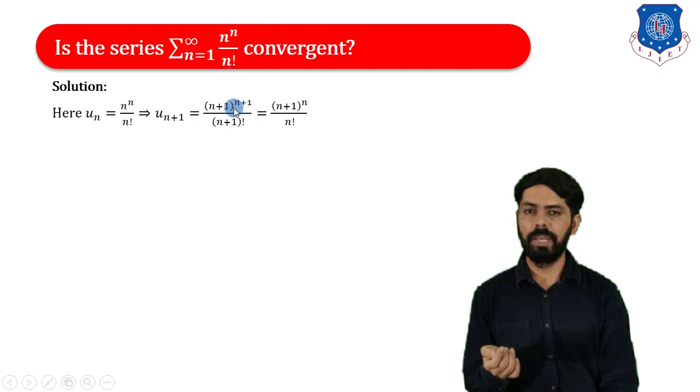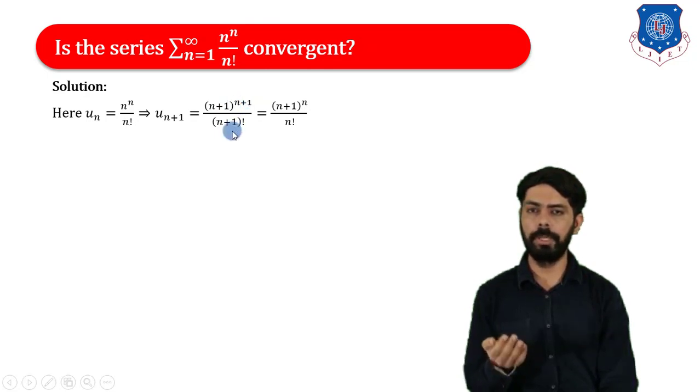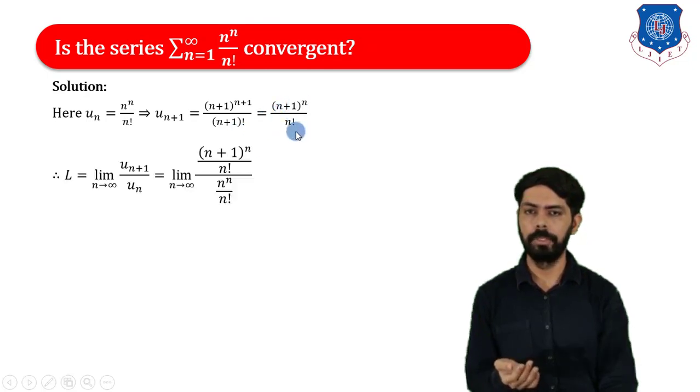So if we simplify this, then here n plus 1 raised to n plus 1 can be written as n plus 1 raised to n into n plus 1 raised to 1, and n plus 1 factorial can be written as n plus 1 into n factorial. So n plus 1 cancel out. So it will be n plus 1 raised to n divided by n factorial.